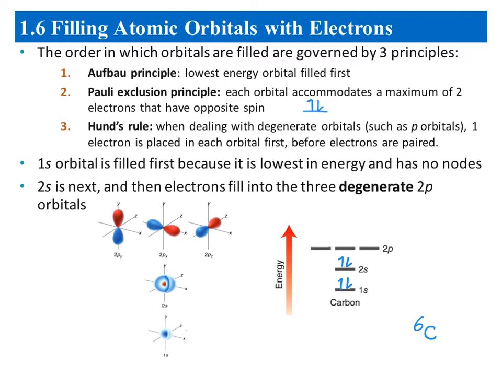Now I have 2 electrons to put in p orbitals, and based on Hund's rule, we first put them in each degenerate orbital, and then we are good because I used all 6 electrons for the carbon.